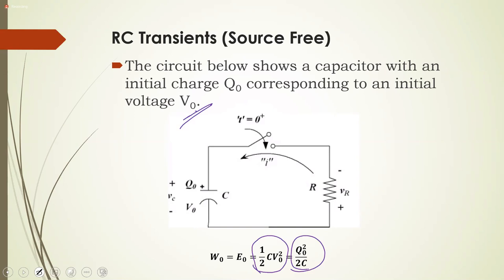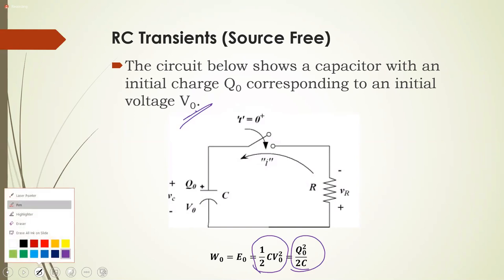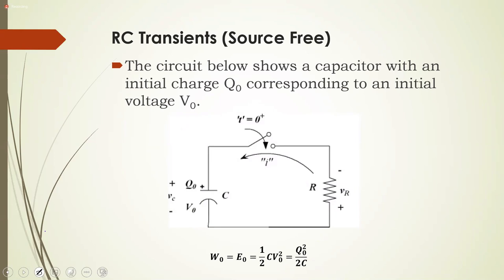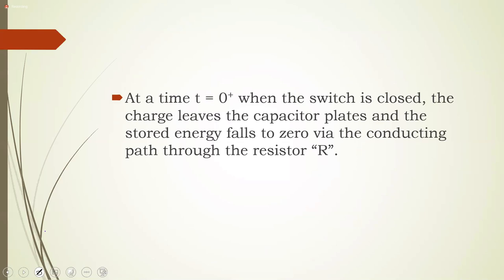Now let's do the math. And I'll give you the statements based on what I said earlier. The first statement is that when the switch is closed, charge leaves the capacitor plates and the stored energy falls to zero via the conducting path through the resistor. So all that I said earlier, this is basically what it summarizes to.